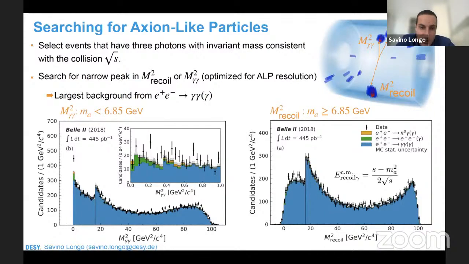It's a bit more optimal to use the recoil mass for higher ALP masses since we have better resolution in this case. Now on the left, we do see in the first bin there is an excess in the data relative to the Monte Carlo. However, the inlay in this plot shows a zoom of only the first bin. And unfortunately, this excess is not consistent with an ALP. For an ALP signature, we'd expect a very narrow peak, even in the inlay.